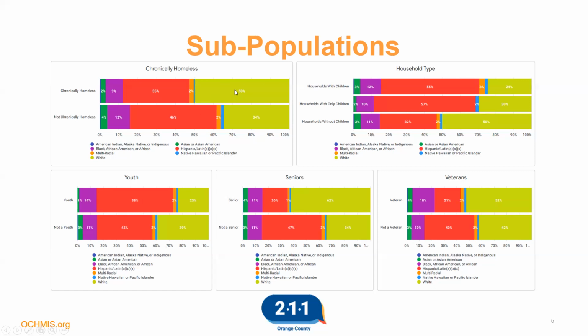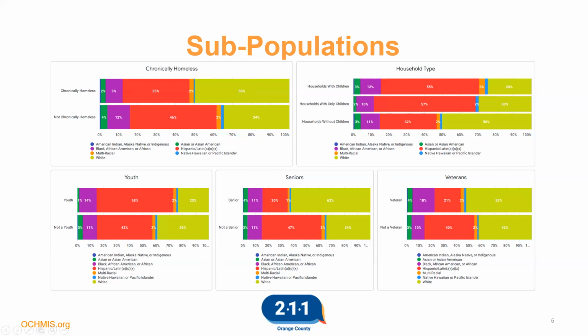So white clients are more likely to be chronically homeless, or are a larger part of that population. They're also a larger part of the senior and veteran population, whereas Hispanic clients are more of the youth population. So you can look at your data that way and learn a little bit more about who you're serving. We can add other populations if you are thinking of one that I missed, but I'll give everyone a minute to think about this one.